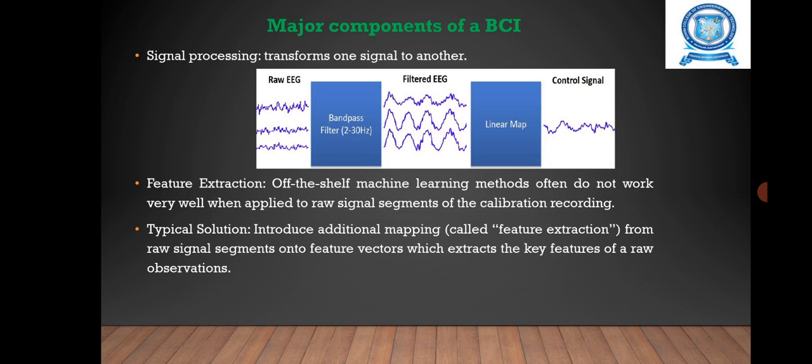Then the next one is feature extraction. Off-the-shelf machine learning methods often do not work very well when applied to raw signal segments of the calibration recording, since they are too high dimensional and have too complex a structure to be captured. The typical solution is to introduce an additional mapping from raw signal segments onto feature vectors. It is used to extract the key features of a raw observation. The output is usually of lower dimensionality, and hopefully statistically better distributed.